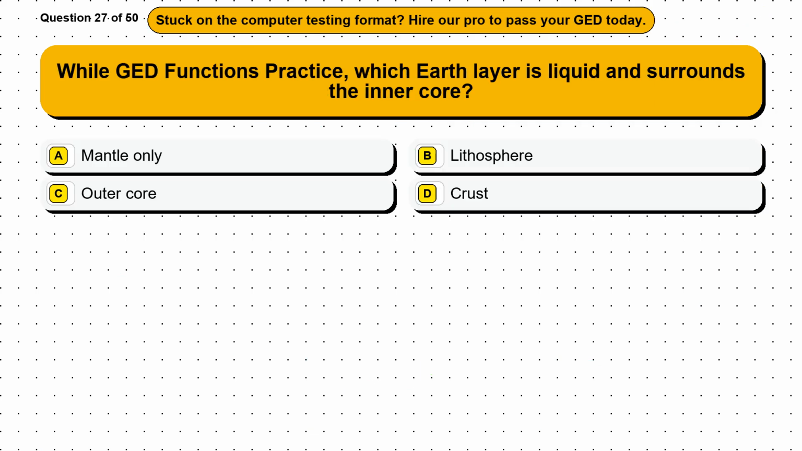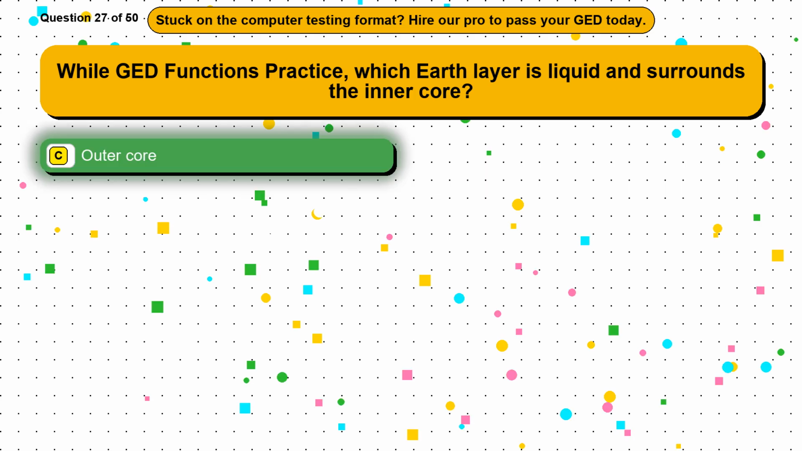Question 27. While GED functions practice, which earth layer is liquid and surrounds the inner core? Option A mantle only. Option B lithosphere. Option C outer core. Option D crust. The correct answer is option C.